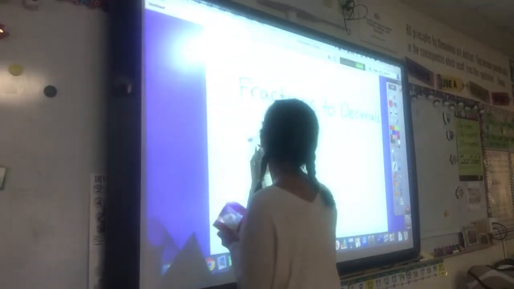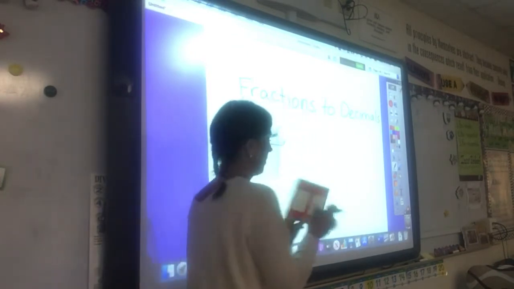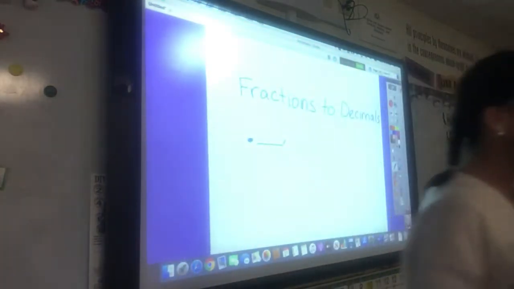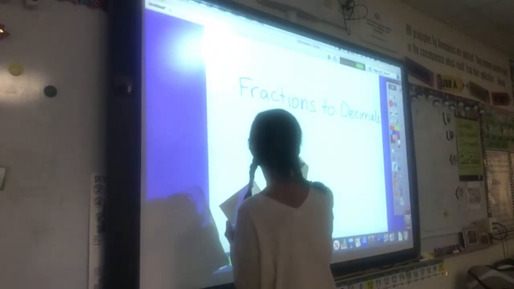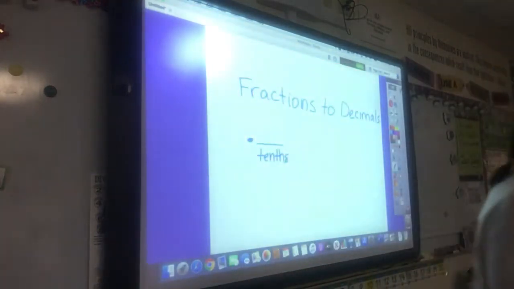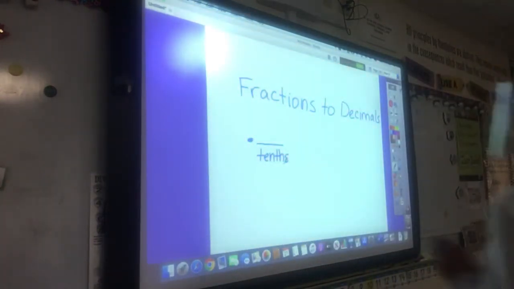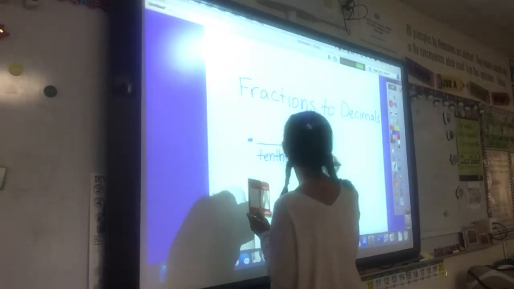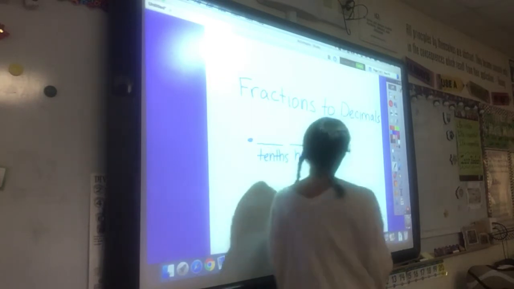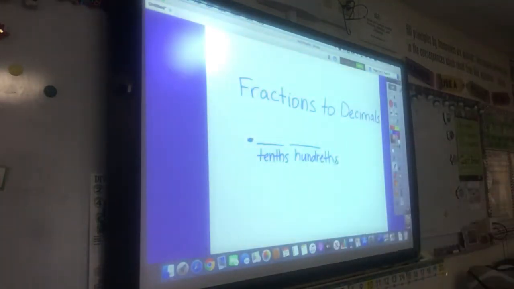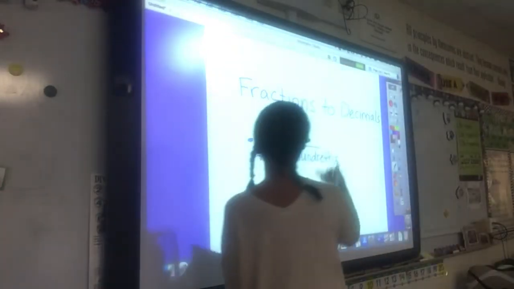Here's my decimal point. The next place is the tenths place, right next to the decimal point. Then the next place over is the hundredths place. So decimal point, then tenths, then hundredths. That's the first thing we need to know.